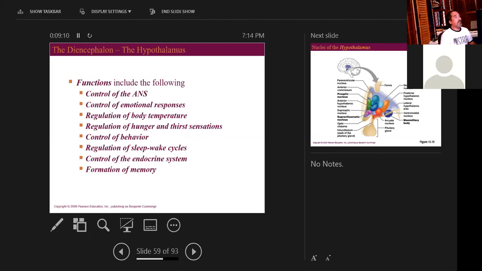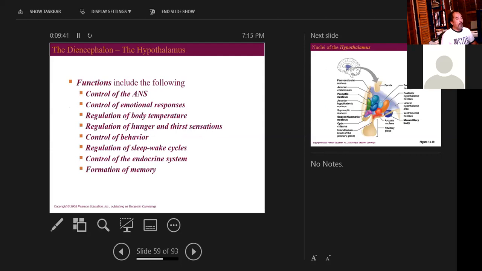Now, what are the basic functions of the hypothalamus? It is the control of the autonomic nervous system. They also control emotional responses. They control body temperature. They control hunger and thirst sensation. They even control behavior. And they regulate sleep-wake cycles, specifically through your epithalamus, the pineal gland.